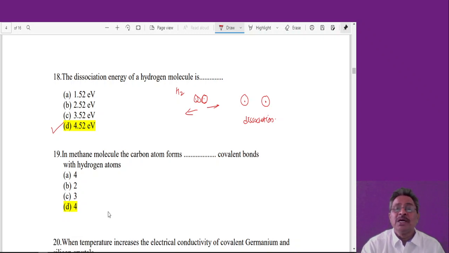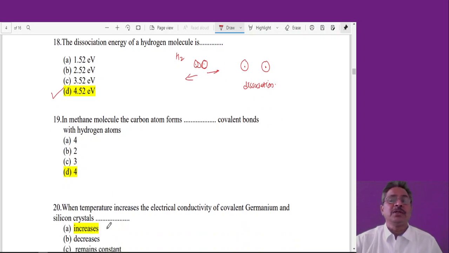4.52 electron volts. Now you can provide this energy externally, either by radiation or by heating or some other method, and thereby we can separate the two hydrogen atoms from each other in this molecule, and this process is called dissociation of the hydrogen molecule.